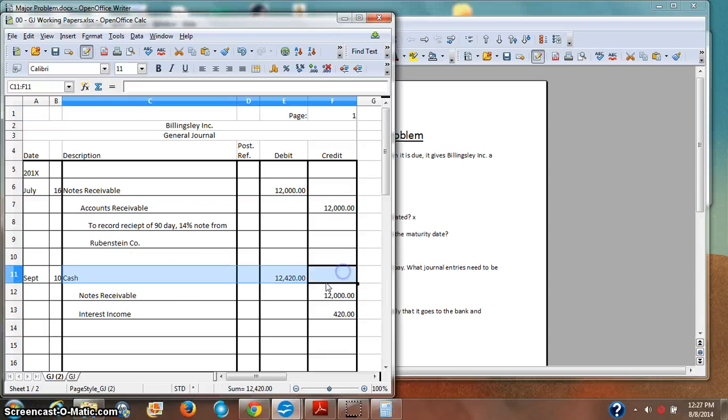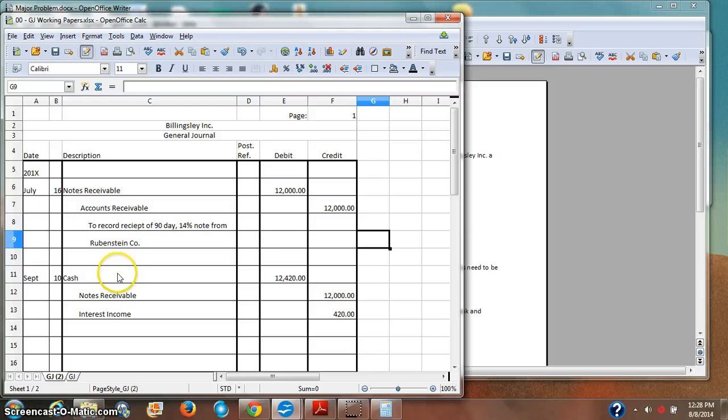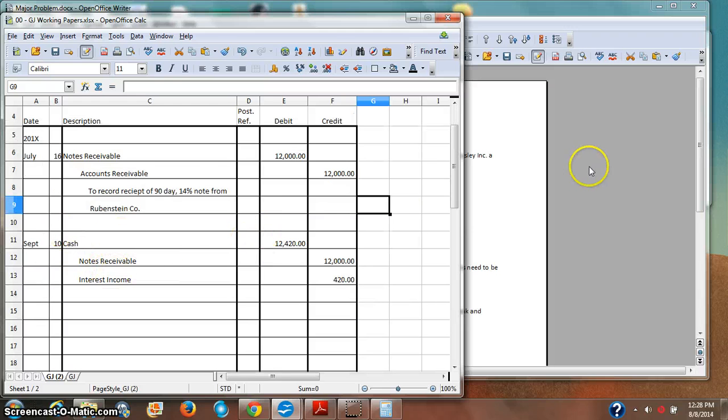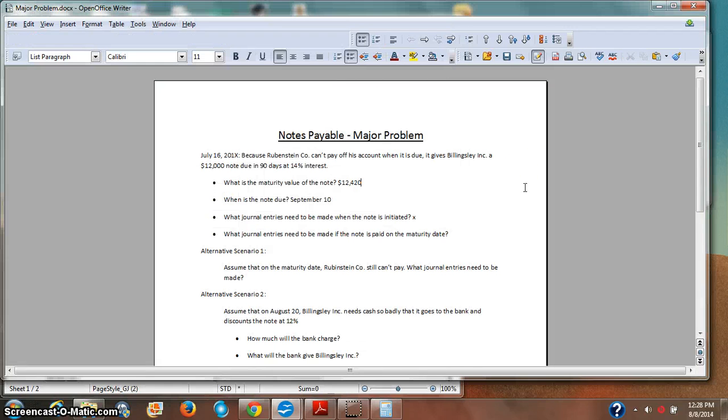We've got cash, notes receivable, and interest income. Of course, our interest income is Rubenstein Company's interest expense. They actually paid us some money for the privilege of not paying for a while. So these are the transactions that need to happen for this first part of this problem. In the next video, we'll start talking about discounts.